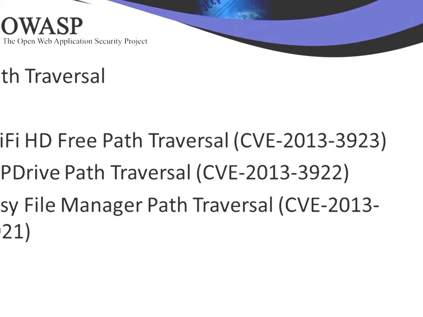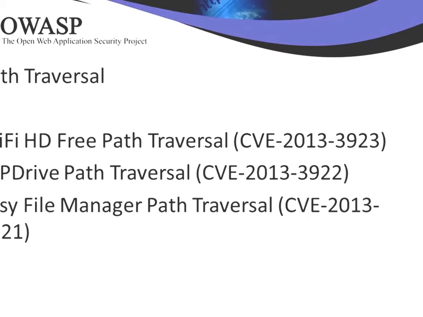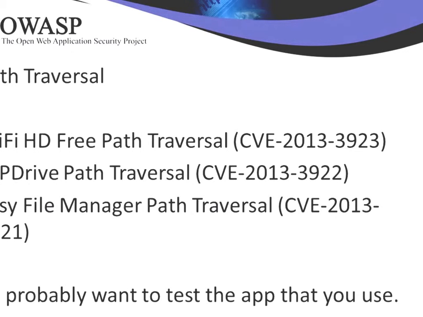So these are the advisories that we're releasing today for Wi-Fi AD free. This is the one vendor that fixed the vulnerability. Then we have FTP drive, and we have Easy File Manager path traversal. So these are the CVEs that we're releasing today, and these are the vulnerabilities. And as I said to you, you also want to test the applications that you use. If you use some application, take a look. It's probably vulnerable.